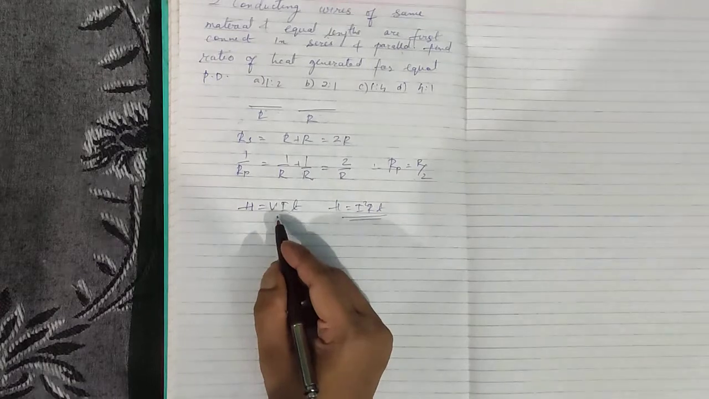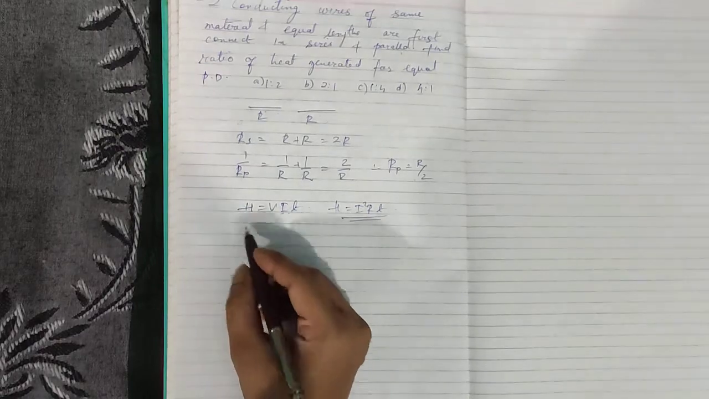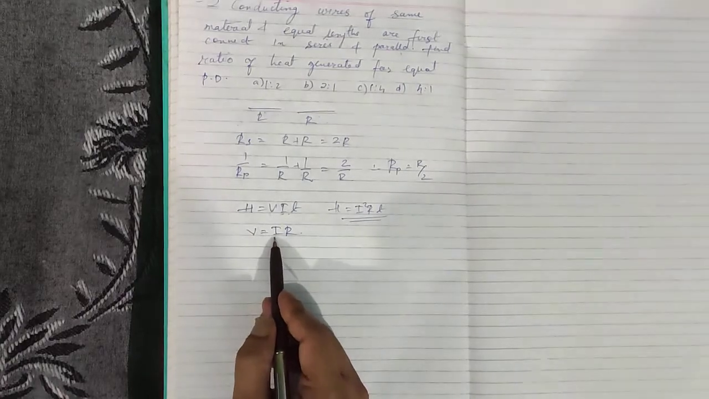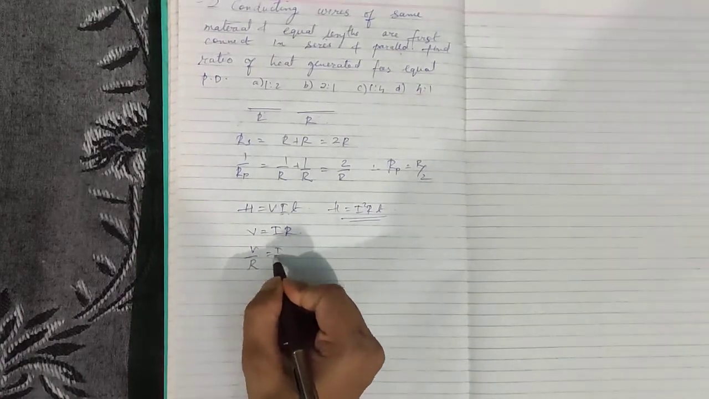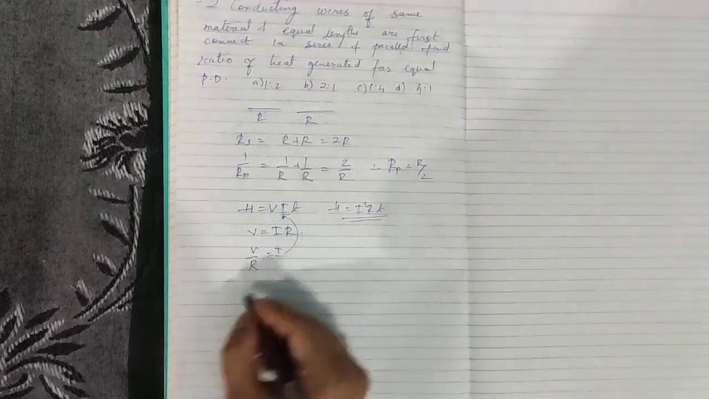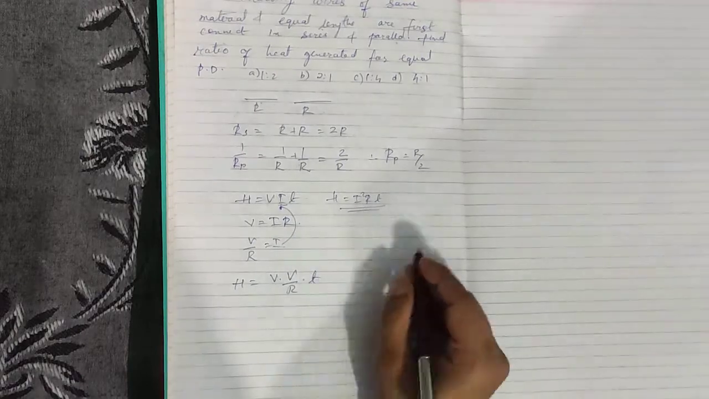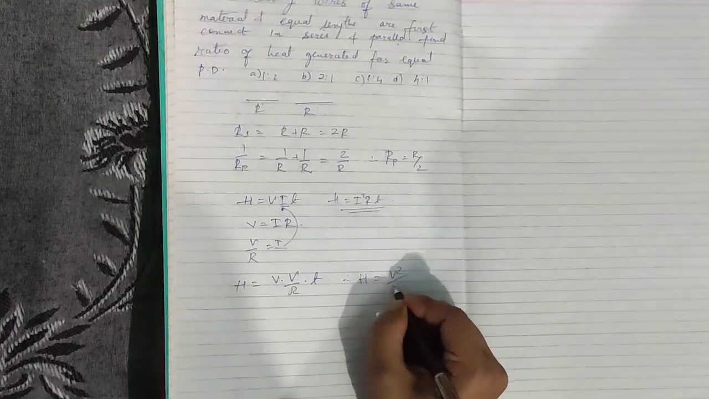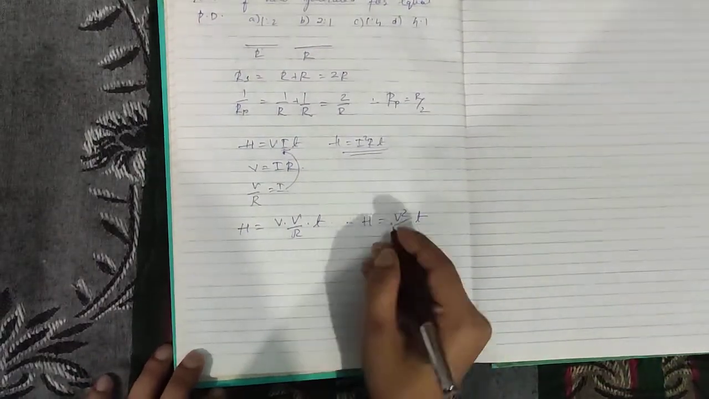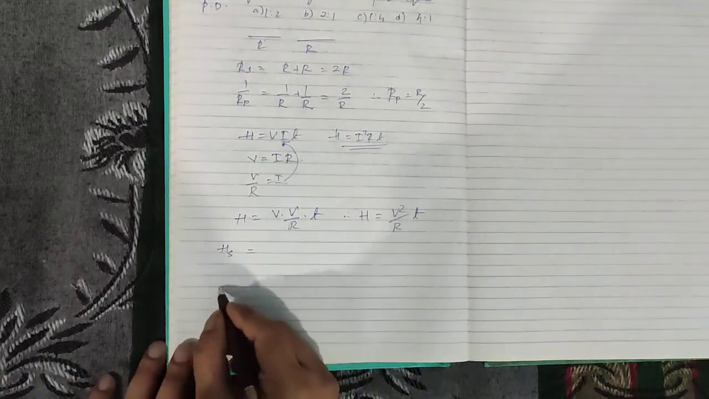In this formula we have to convert this in terms of potential difference and resistance. So we apply Ohm's law, that is V is equal to IR. Finding the value of I, we get V by R is equal to I, and substituting this value of I in this equation, we get H is equal to V into V by R into T, which ultimately becomes H is equal to V square by R into T. Now we have the formula, and we can apply it for heat energy generated in series and heat energy generated in parallel.